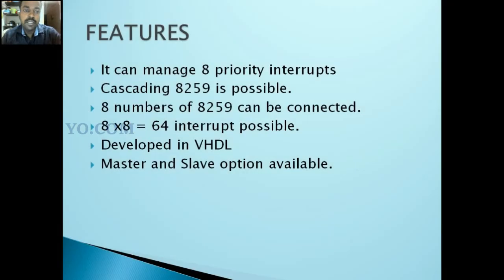Okay. Then the features of the 8259. It has many features. First, it can manage 8 priority interrupts. A single 8259 can manage 8 priority interrupts. We can also cascade the 8259. Cascading means we can connect the 8259s in a serial manner. Up to 8 of the 8259s can be connected, so maximum 8 different 8259 ICs. Totally 64 interrupts are possible. In one microprocessor we can access 64 priority interrupts.